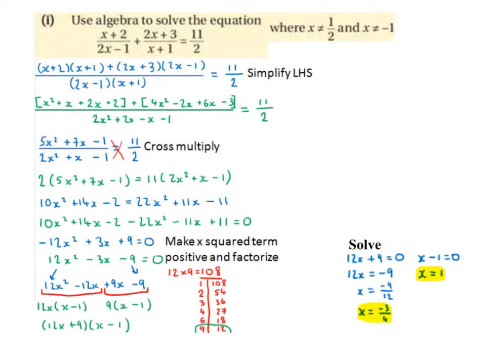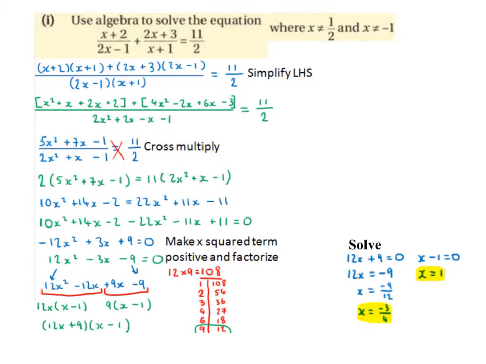Bring down the equals. 11 by 2x squared is 22x squared. 11 by x is 11x. 11 by minus 1 is minus 11. Then we're going to bring these three terms over the equal sign. So bring down the 10x squared, the 14x and the minus 2. 22x squared goes over the equal sign, becomes minus 22x squared. 11x goes over the equal sign, becomes minus 11x. Minus 11 goes over the equal sign, becomes plus 11. And this is all equal to 0.